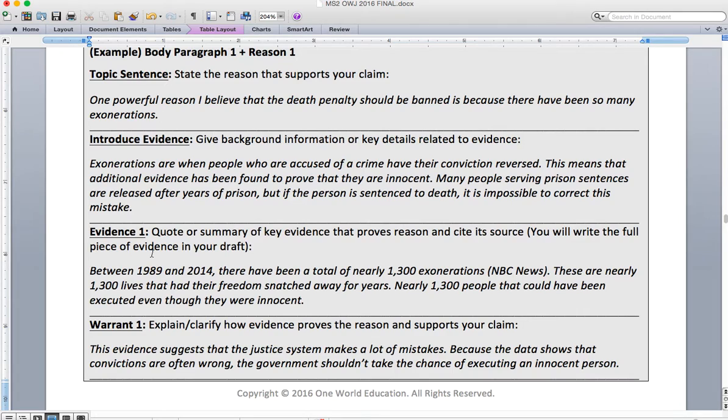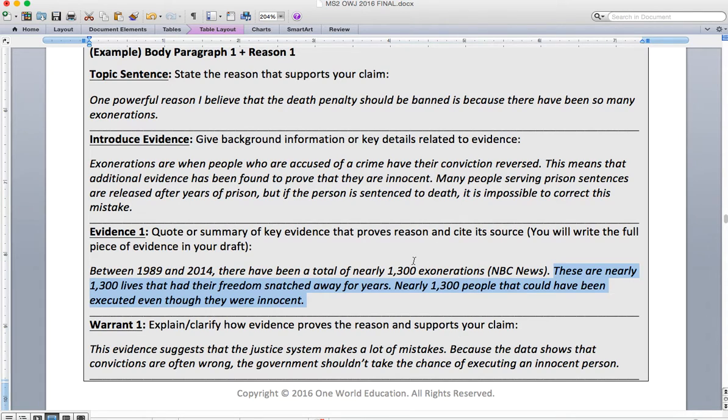Then you're going to put in your evidence. So you can summarize it, you can quote, you can use ellipsis if you need to, and then you're going to cite its source. So in this case, between 1989 and 2014, there have been a total of 1,300 exonerations, and that's from NBC News. These are nearly 1,300 lives that have had their freedom snatched away for years, nearly 1,300 people that could have been executed even though they were innocent.